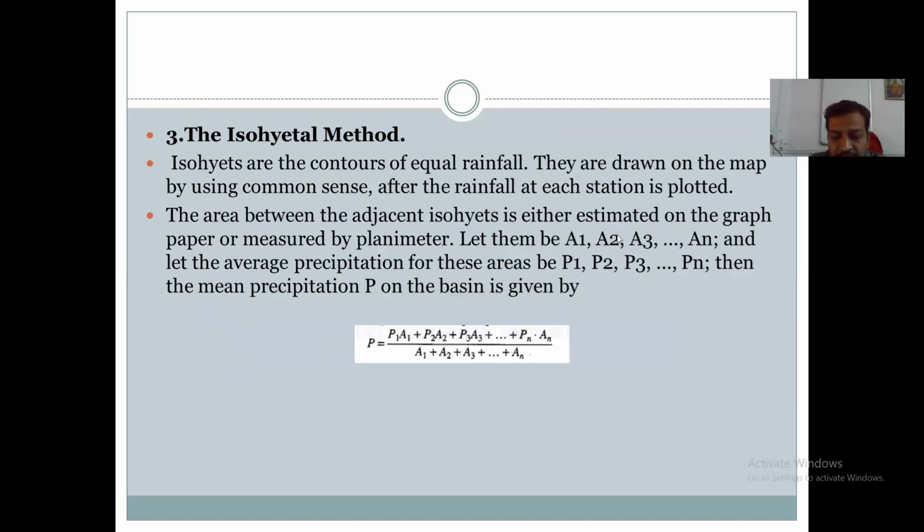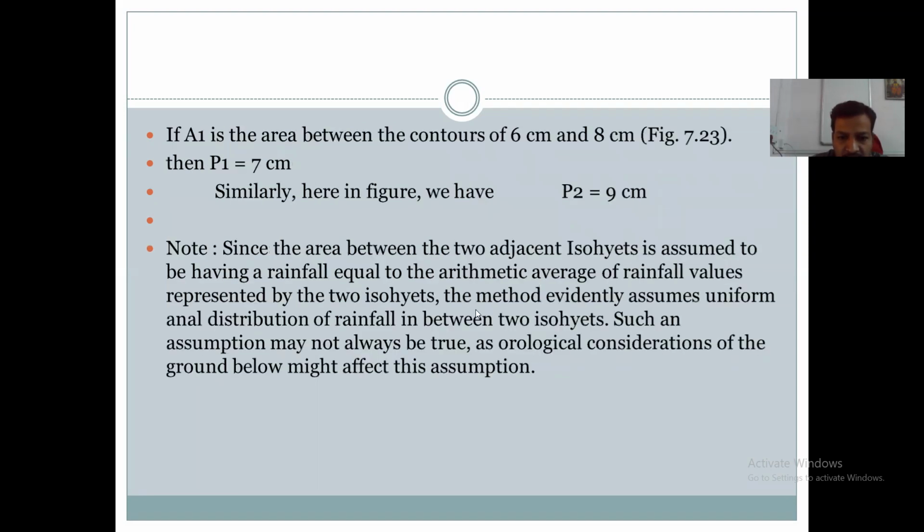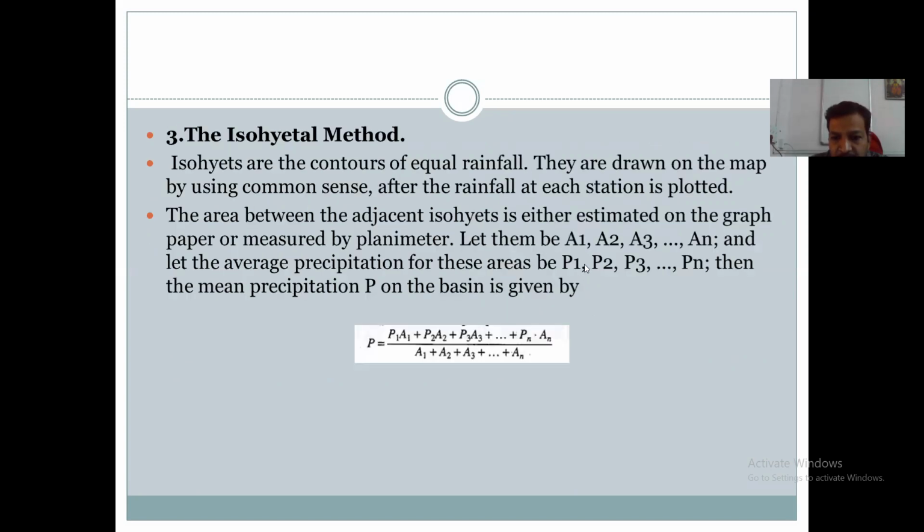And the area enclosed by the isohyets is calculated by planimeter or by using graph paper. On the graph paper the area is calculated. That area is denoted by A1, A2, A3 up to An. And precipitation is shown here, denoted by P1, P2, P3 up to Pn. Then mean precipitation is calculated by this equation.